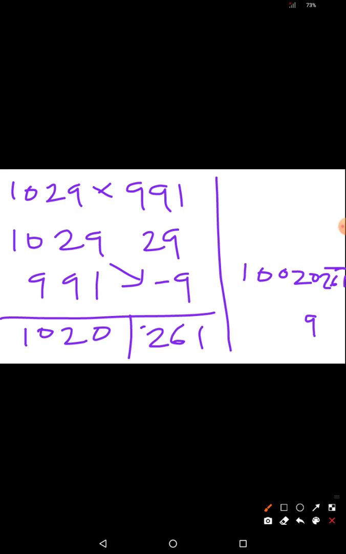So what you have to do? Okay, so it is 1020. Some error happened. Okay, I'll do it once again. So here a mistake is there. I'll do it once again.